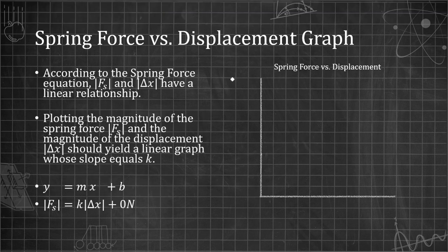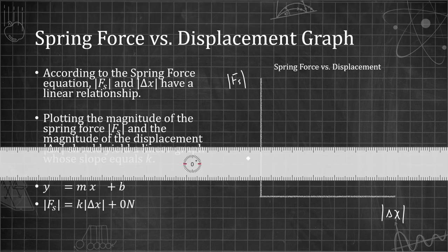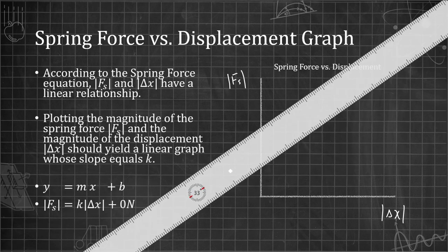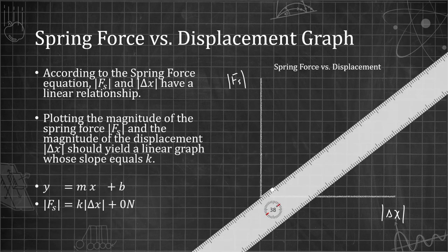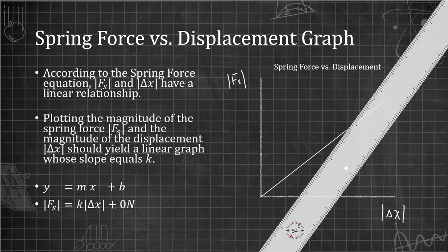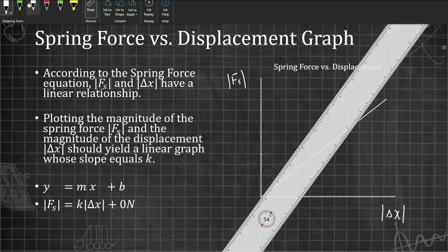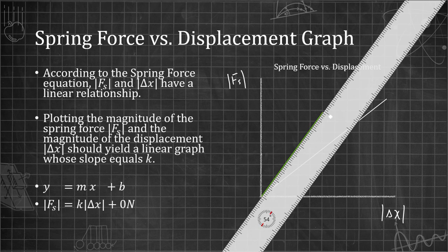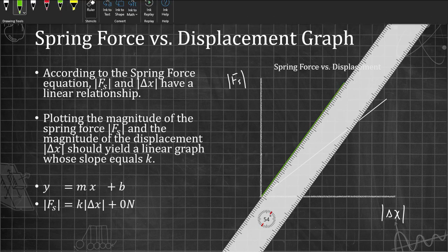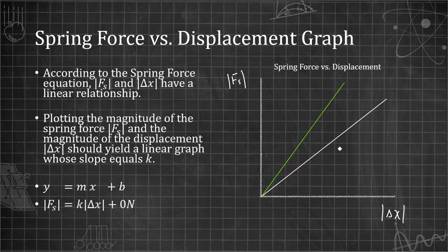So if we take the magnitude of the spring force and the magnitude of the displacement, the spring compression distance, and we graph them, we'll see that they have a linear relationship. Looking down here, we have the equation for a line y equals mx plus b. The spring force equation fits nicely if we just look at the magnitude. So the magnitude of the spring force is equal to K times delta x. Since there is no other term here, the b value or the intercept value should be 0, meaning the graph should start at the origin.